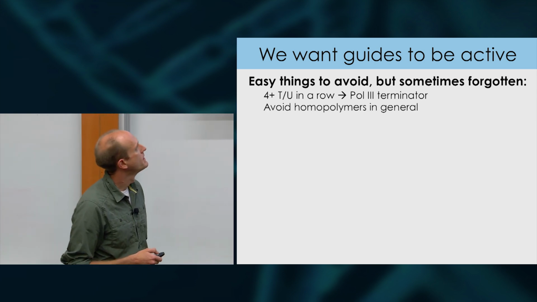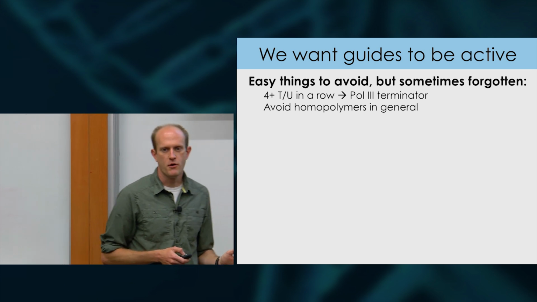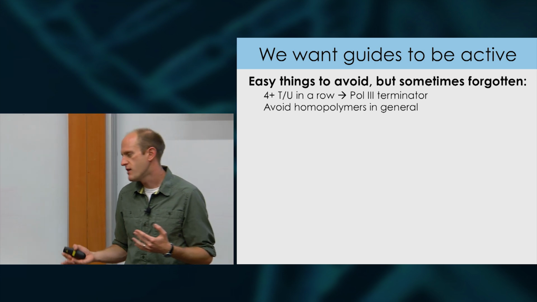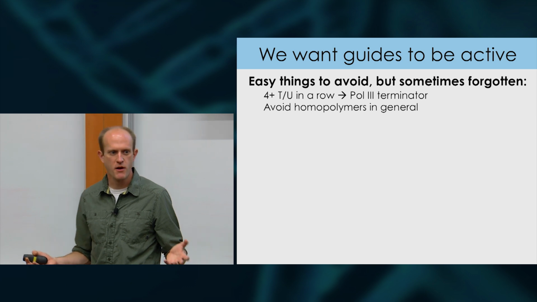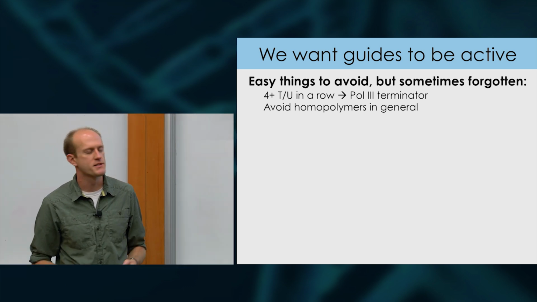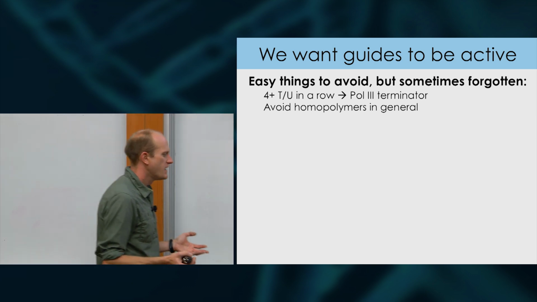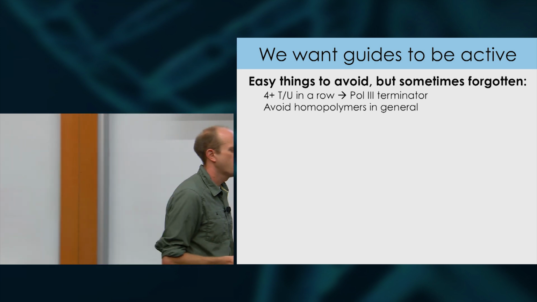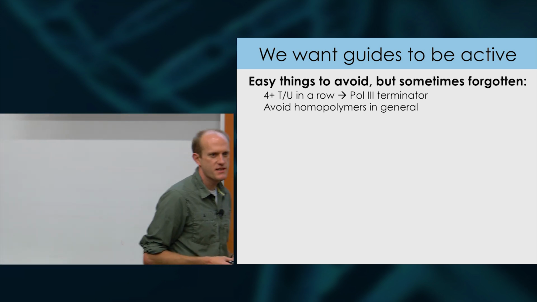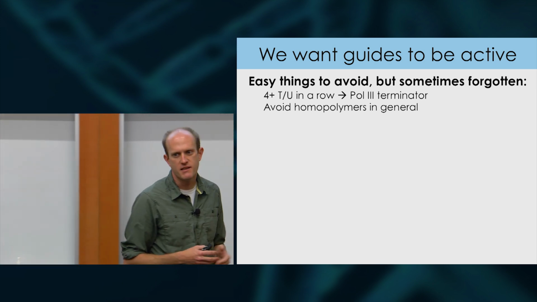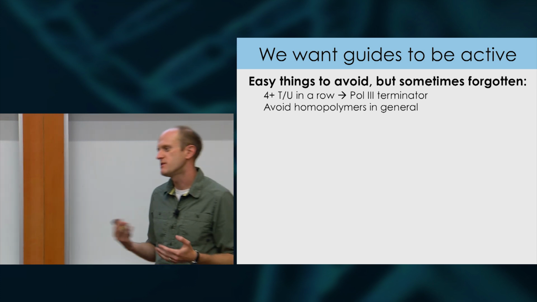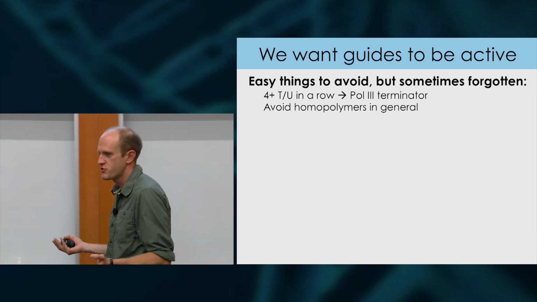Okay? In general, you want to avoid homopolymers. A variety of people have found that the more homopolymers you have in a row, the worse that is. If you just think about skipping of polymerases, things like that. If you have a guide that's, say, 8 C's in a row, you can imagine you're probably going to have a bad time even transcribing that guide.